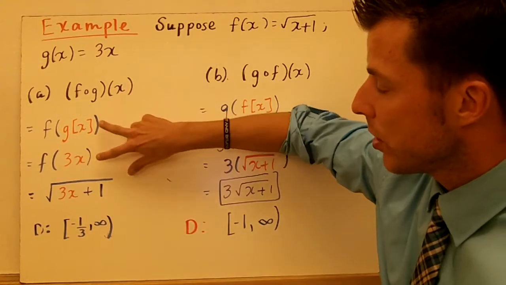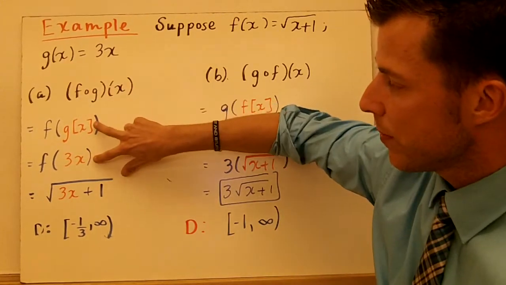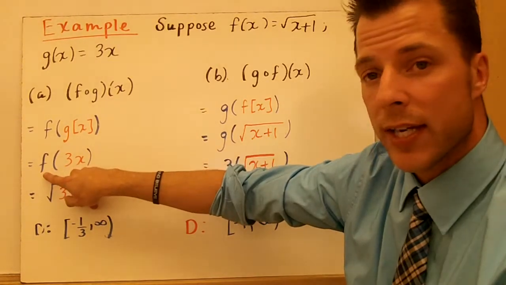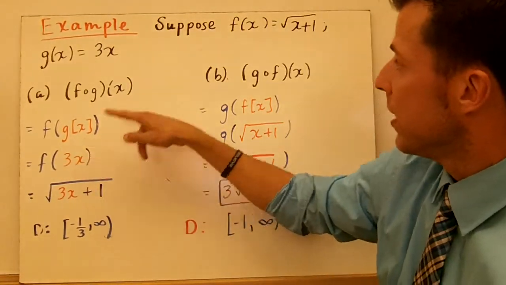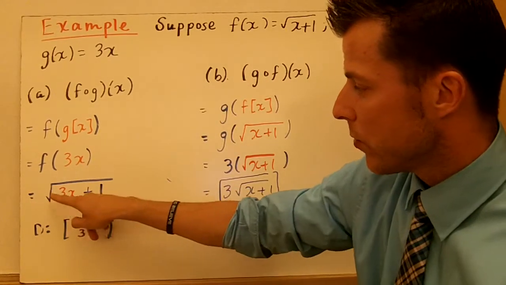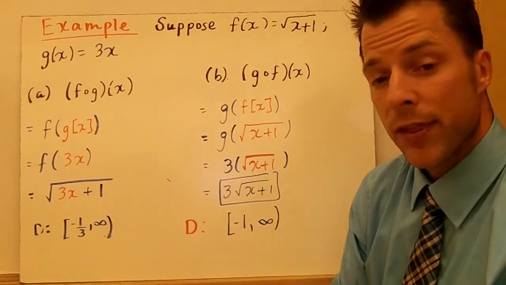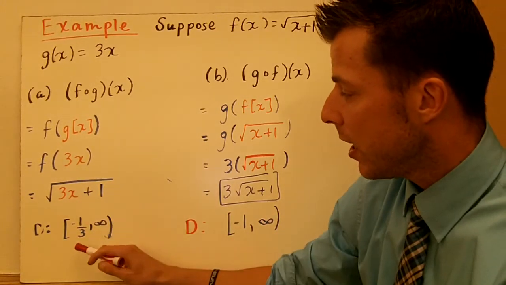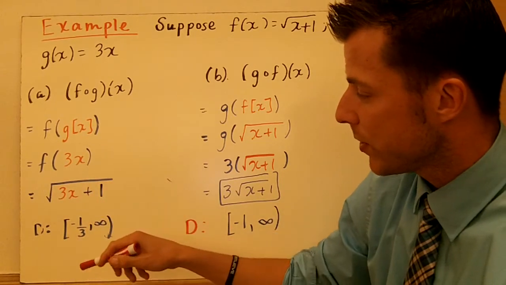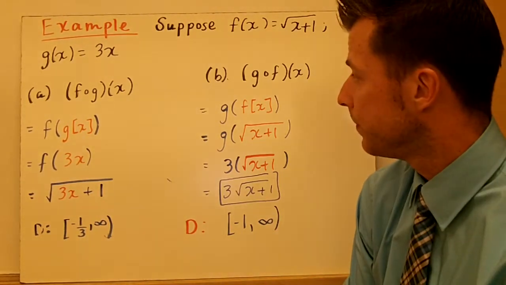You rewrite your composition, you know what g of x is. g of x is 3x, so replace it. So now 3x is your new argument that's going into f. 3x is going to replace that x right there in f. And that's what we do. The square root of 3x plus 1. These are not like terms. The domain here, again, your radicand has to be greater than or equal to 0, so we get negative 1/3 to infinity is the domain.